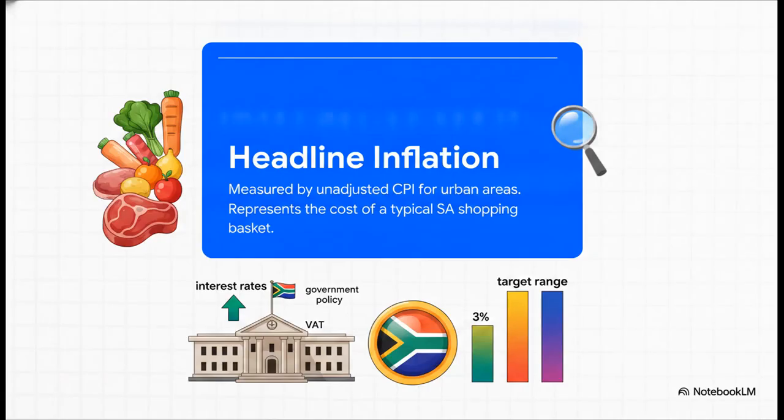You'll also need to know headline inflation. Note that this is different from core inflation.